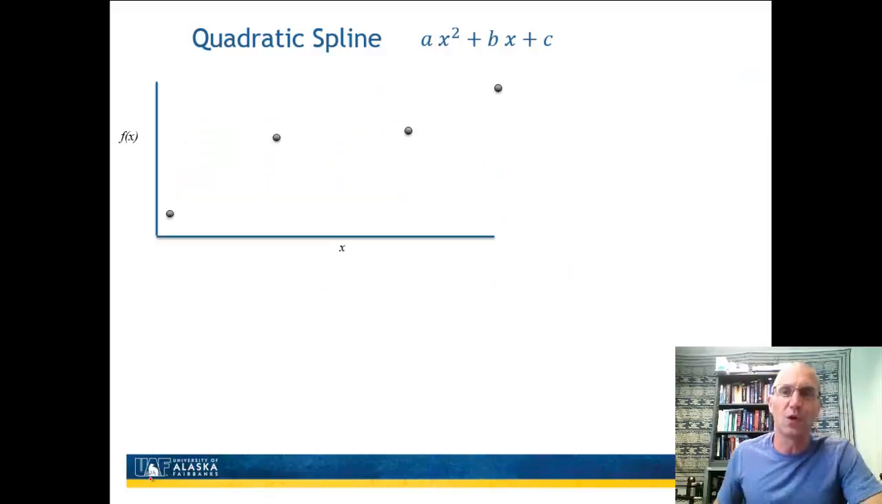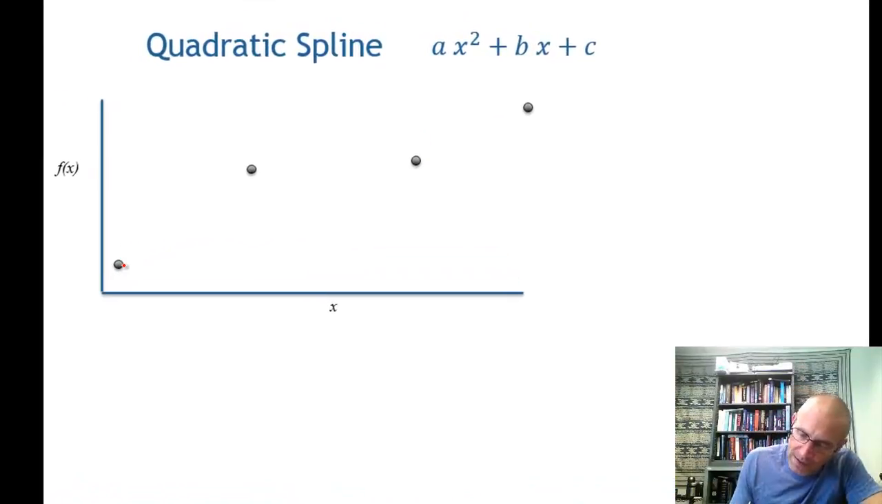So let's first look at the lowest order spline. Well, the linear spline is the lowest, but that's just linear interpolation. Let's look at a quadratic spline. If these were my points, what I'm doing is fitting a quadratic function between each pair of points like that.